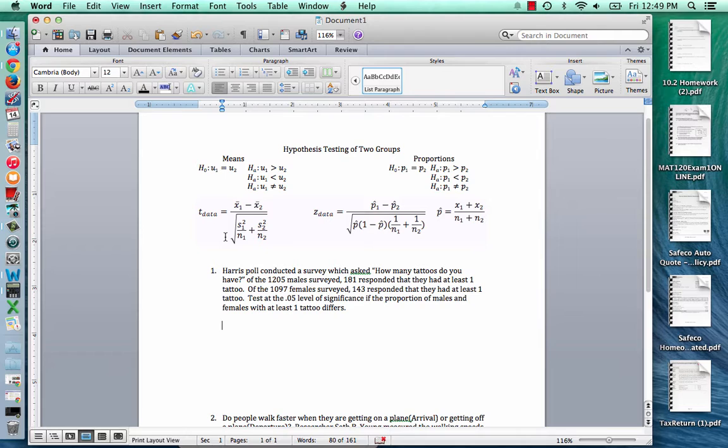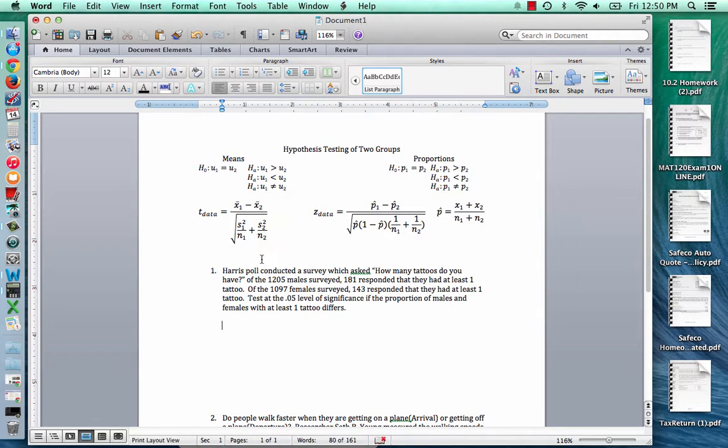But remember, I'm going to go through the hypothesis test steps. The first step is to write the null and alternative hypothesis. The second step is to compute the test statistic, which is one of these two formulas. The third step is to compute the p-value. And the last step is to make our conclusion. If our p-value is less than alpha, we'll reject the null. And if our p-value is greater than alpha, we'll fail to reject the null.